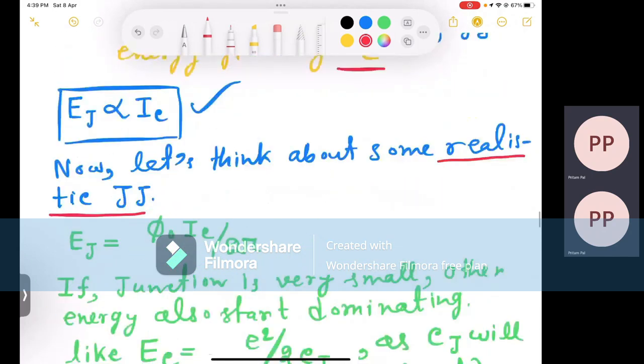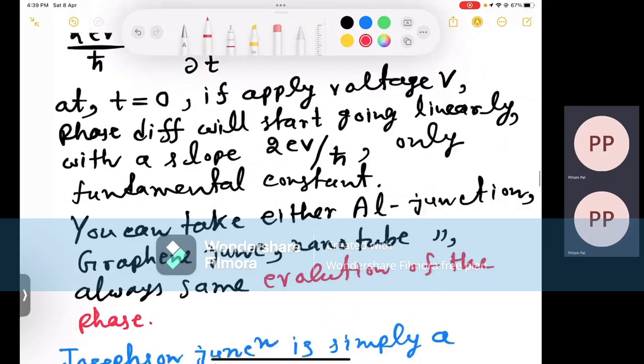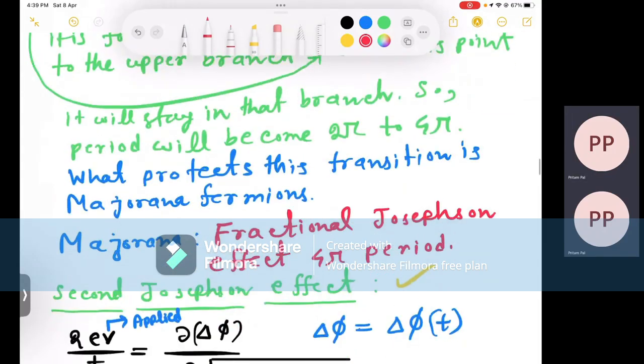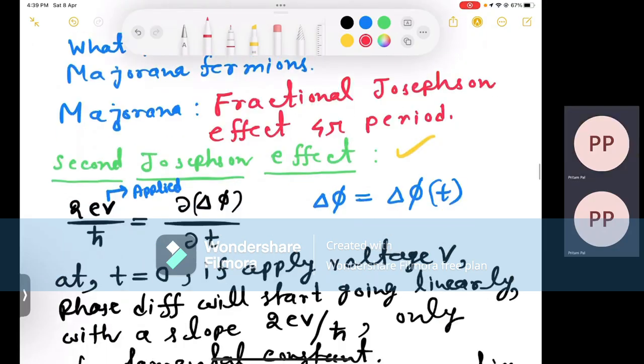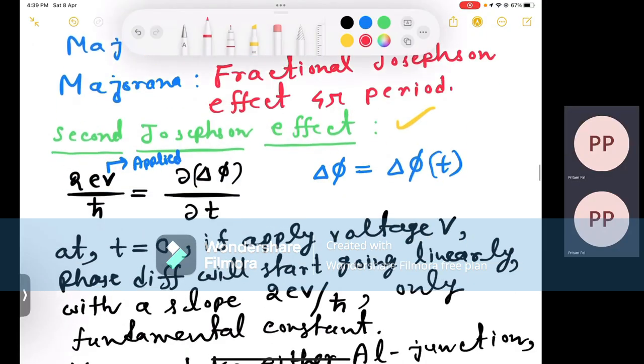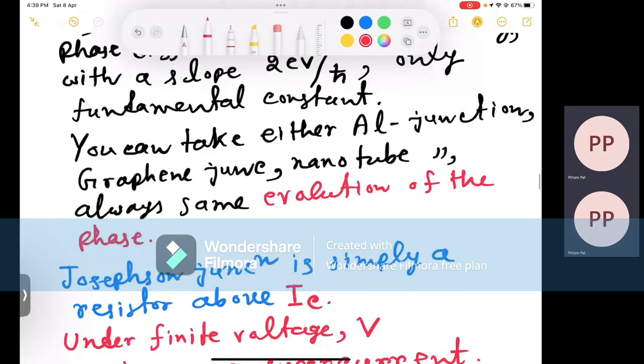So I'll just quickly discuss the AC Josephson effect. That is very important, and please listen carefully because some of the questions can be related to this effect. If you understand this concept, you will be able to easily solve some of the assignment problems, and future problems as well, related to this Josephson junction.